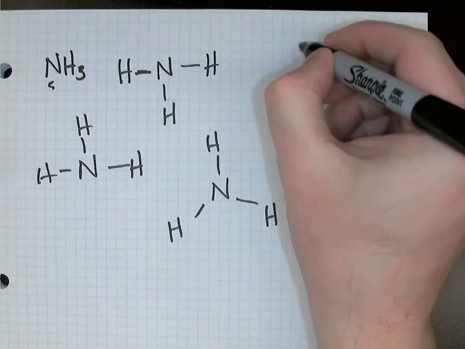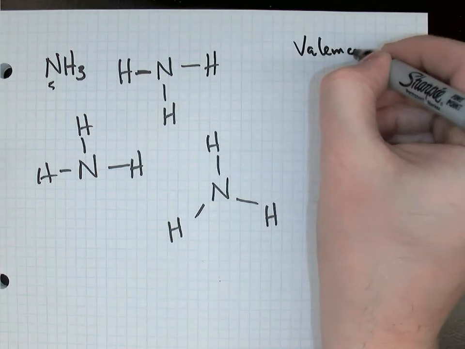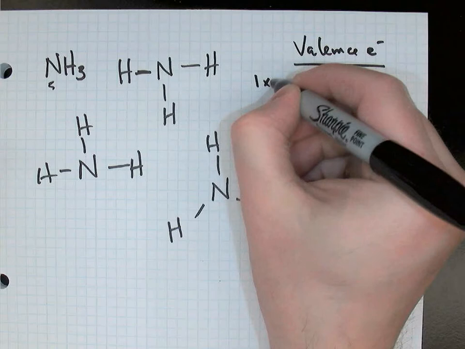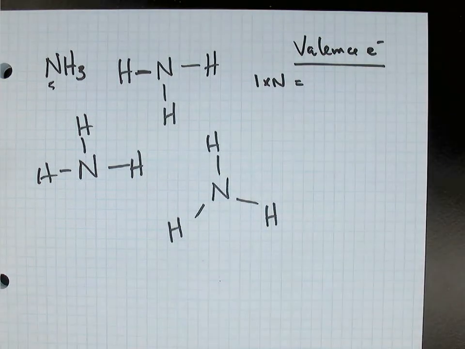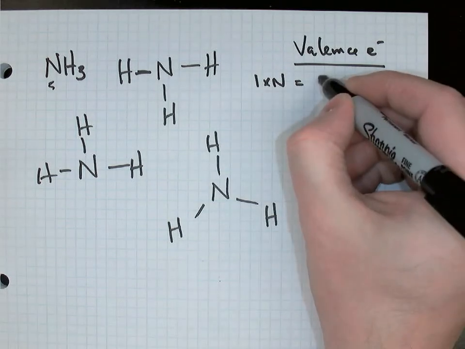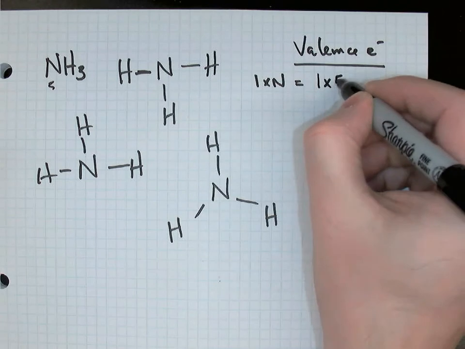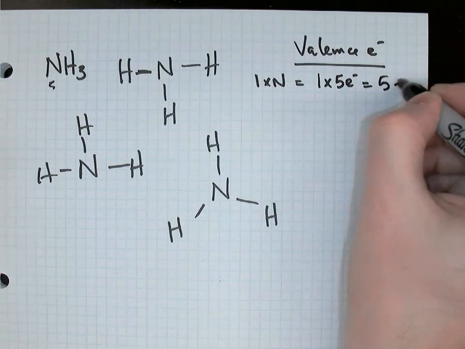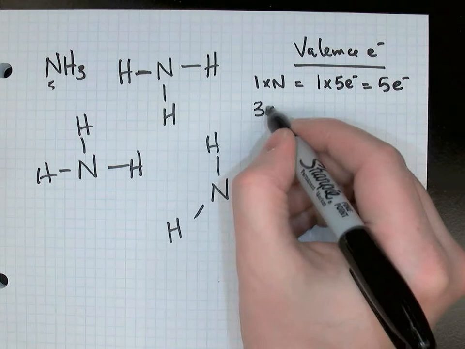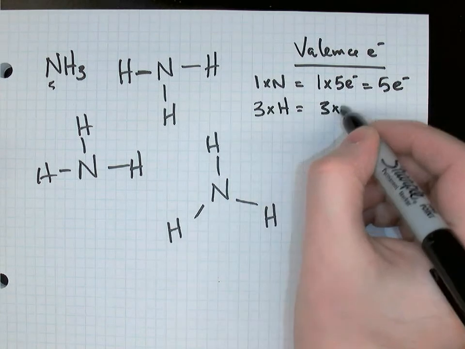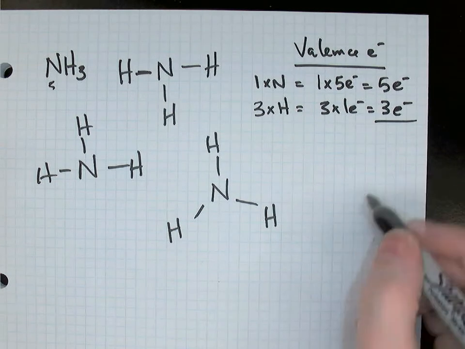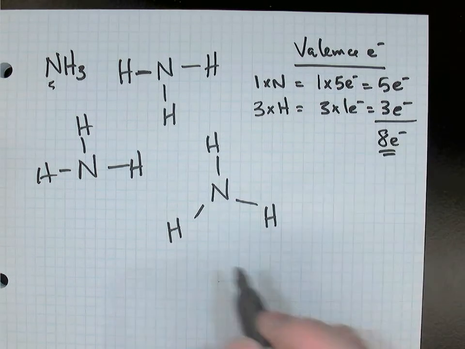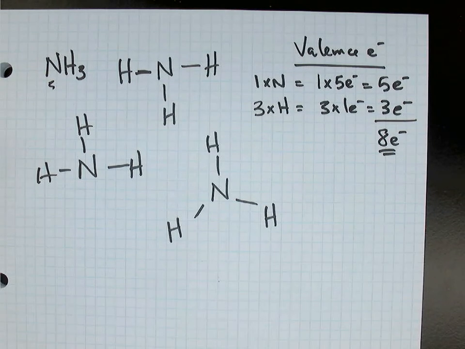If we count our valence electrons, we have 1 nitrogen atom, and nitrogen, its electron configuration ends in 2s2 and 2p3, so that means it's going to have 5 valence electrons. So nitrogen is bringing 5 electrons to the molecule. We have 3 hydrogen atoms with 1 electron each, so a total of 3 valence electrons from hydrogens. So by coincidence, we have a total again of 8 electrons to play with.